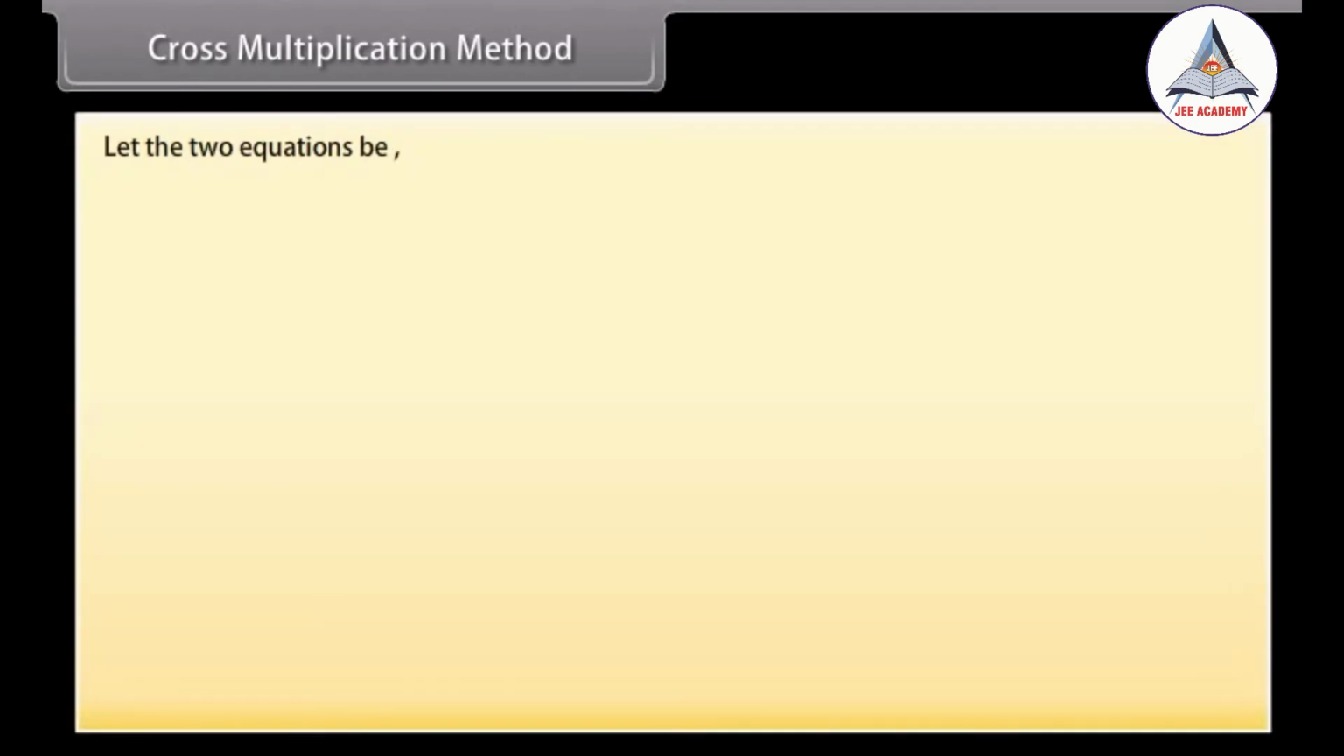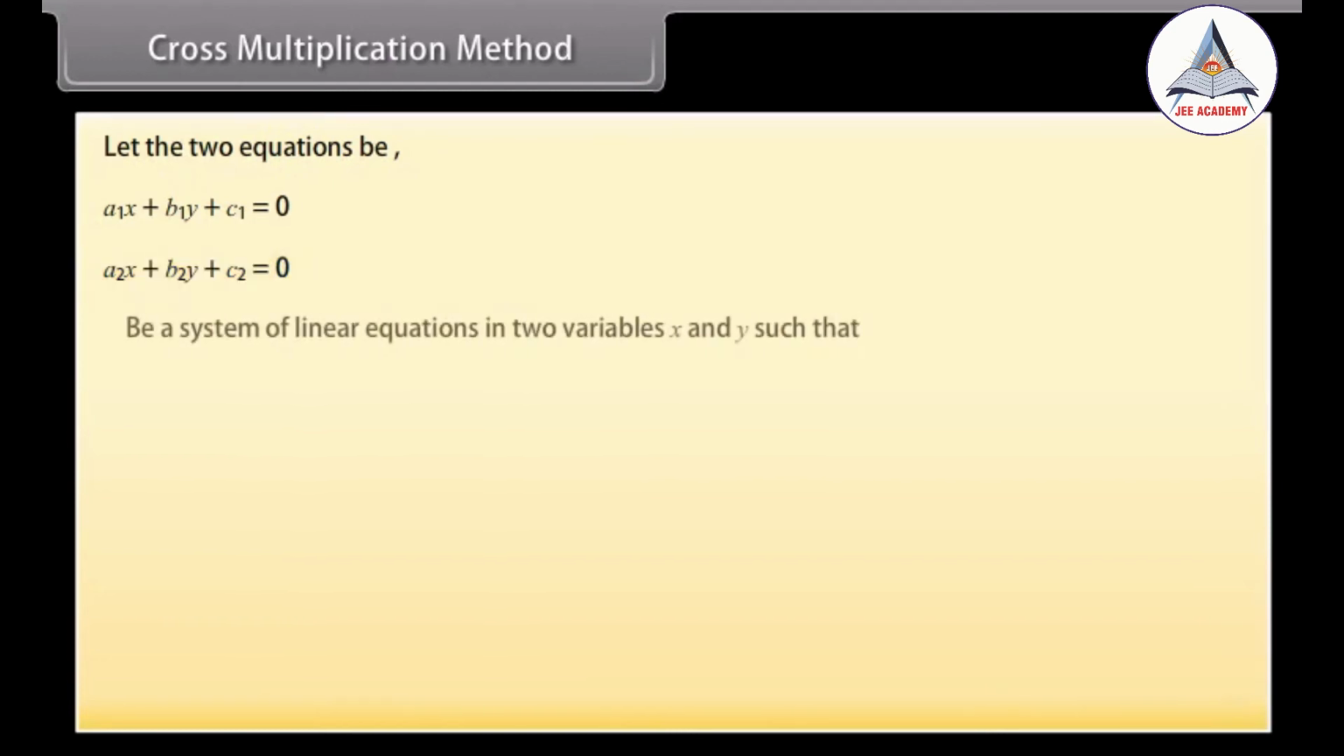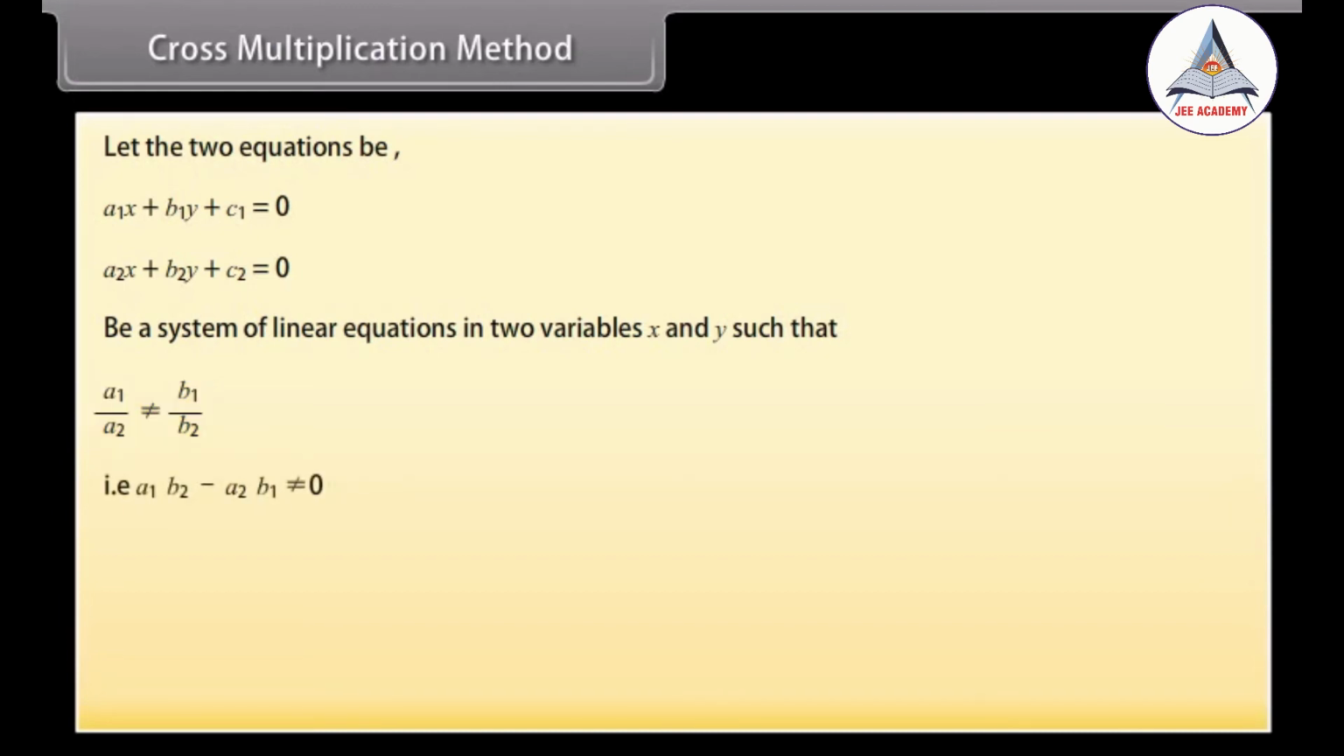Cross multiplication method. Let the two equations be a1x plus b1y plus c1 is equal to 0, a2x plus b2y plus c2 is equal to 0, be a system of linear equations in two variables x and y such that a1 upon a2 is not equal to b1 upon b2. That is, a1b2 minus a2b1 is not equal to 0.